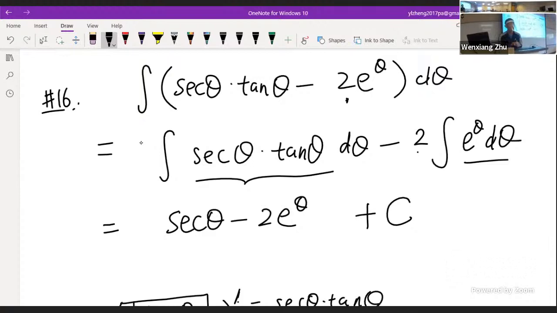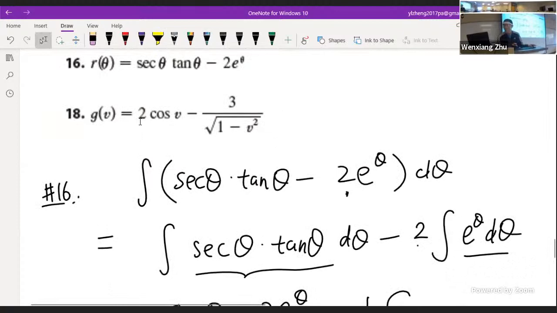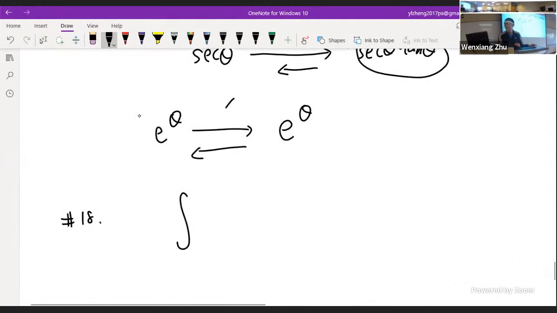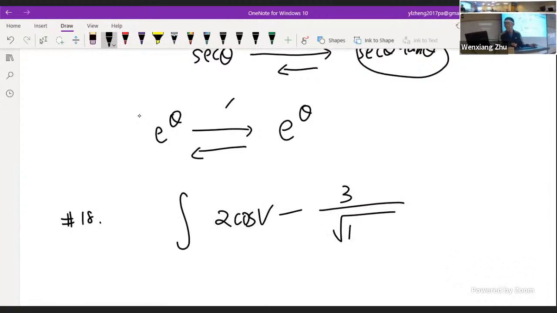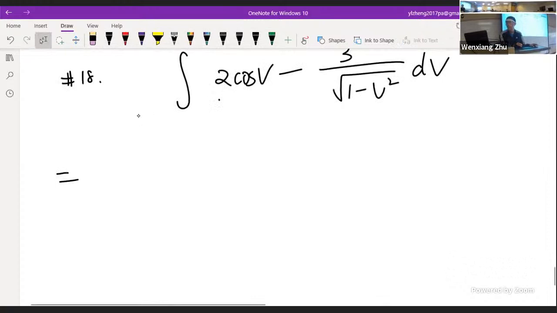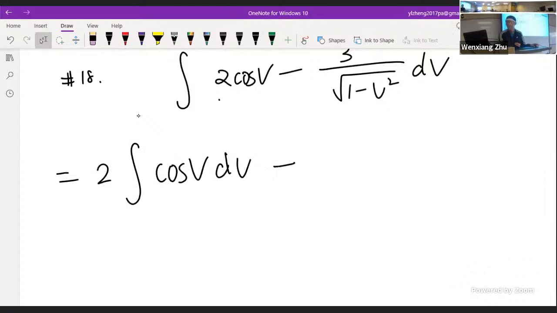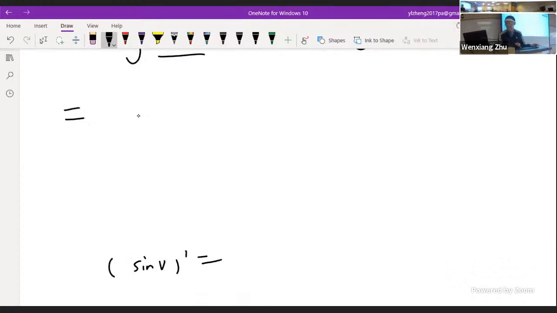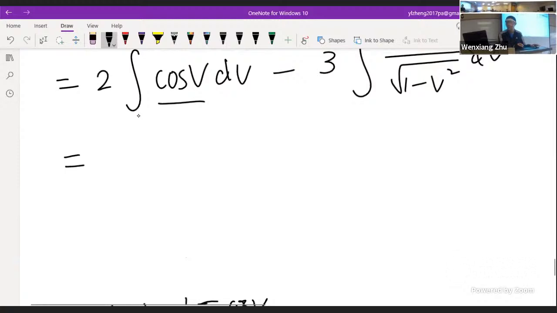All right, the next one, number 18. We're doing the antiderivative of 2 cosine v minus 3 over the square root of 1 minus v squared dv. Again, we try to break that up, and you have the constant 2, pull that out. You have cosine v dv, and you have that 3, and you pull that out. You have 1 over the square root of 1 minus v squared dv. So now, whose derivative gives you cosine v? Sine, right? If you take the derivative of sine, you get cosine v. Antiderivative is going backwards. So the antiderivative of cosine v is sine v, times 2, we get this one.